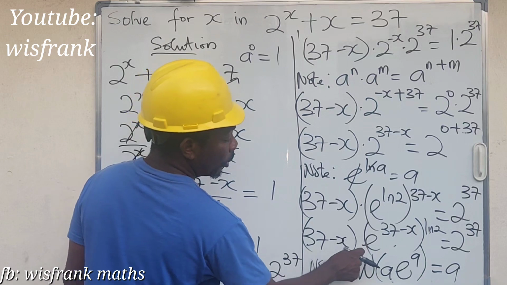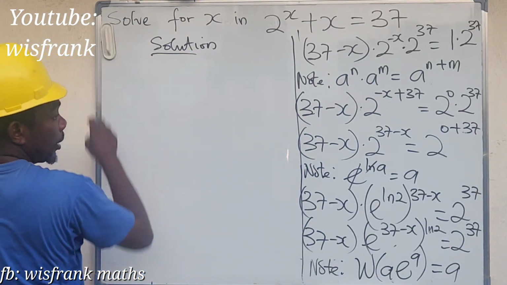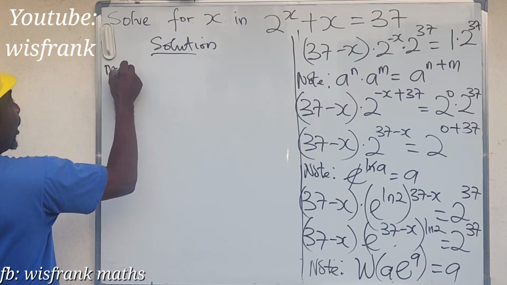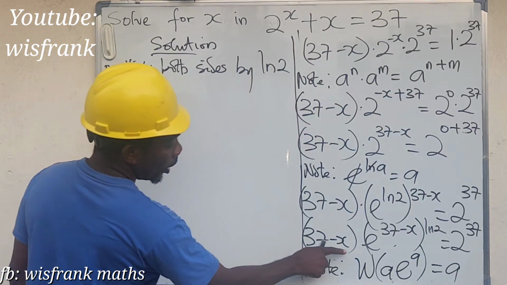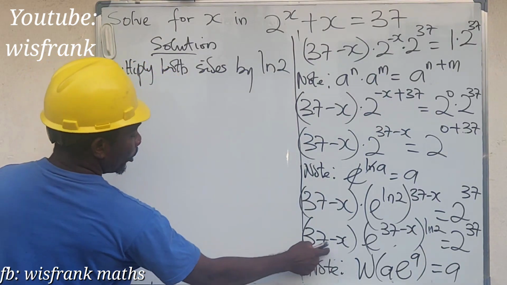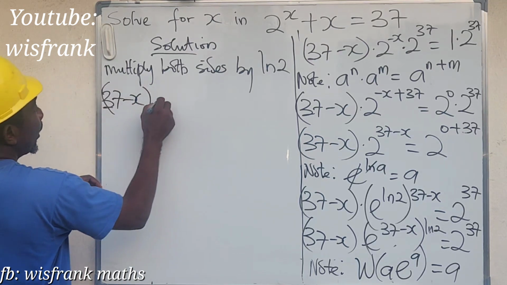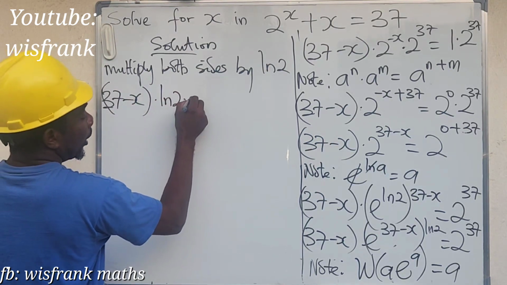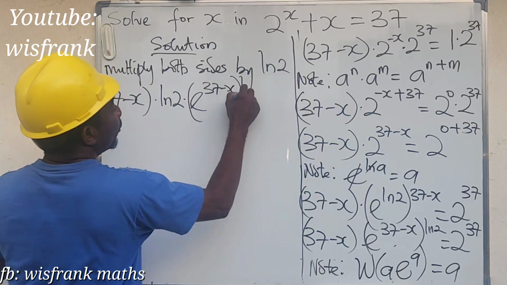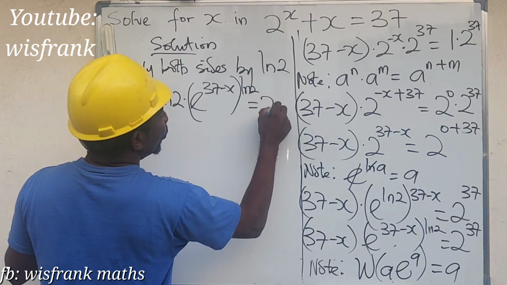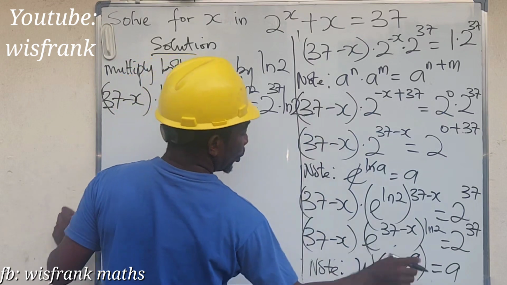What we are going to do is multiply ln 2 to both sides. So we need to clean this. The next step is to multiply both sides by ln 2, because that's what we are lacking here. So this will become (37 minus x) times ln 2 times e^((37 minus x) ln 2) equals 2 raised to the power of 37 times ln 2. So we have that.